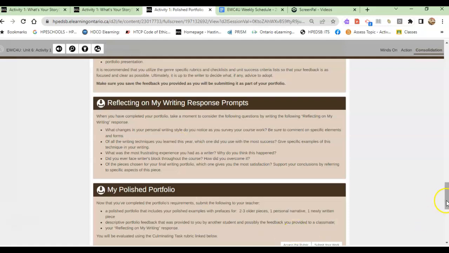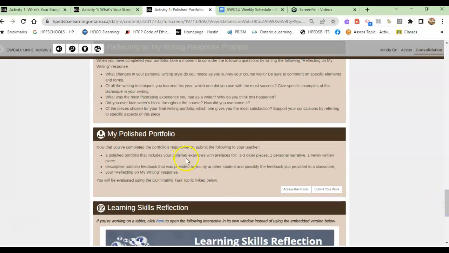Let's go through what you're going to hand in: a polished portfolio that includes the two to three older pieces, the personal narrative, a newly written piece, your reflection, and possible feedback. You should share it with another student so that they can give you written feedback, and you should include that as well. And you're going to include your reflection. So it has three very important components. Remember that each of these has a little paragraph written before it to introduce it to the audience. And then you're going to hand that in.